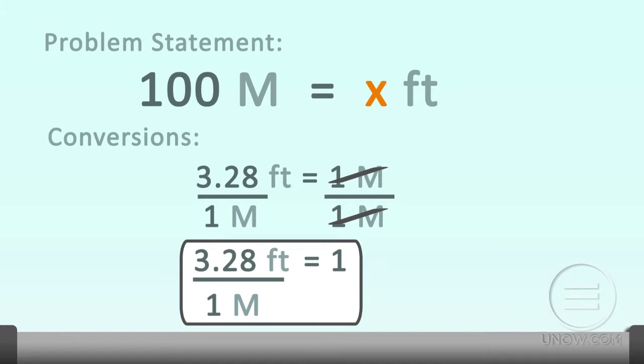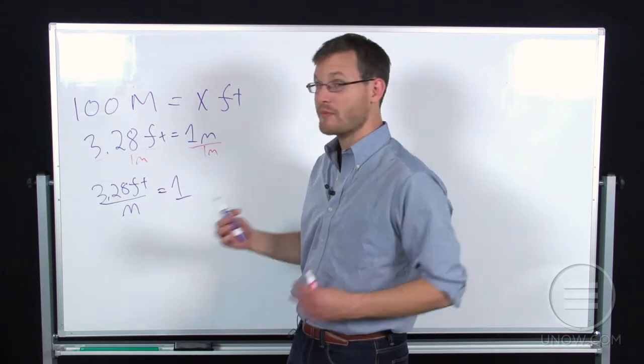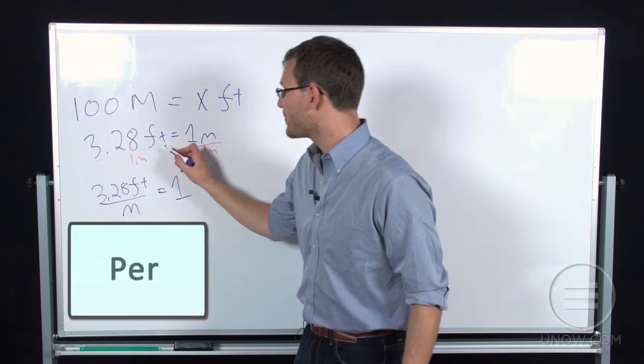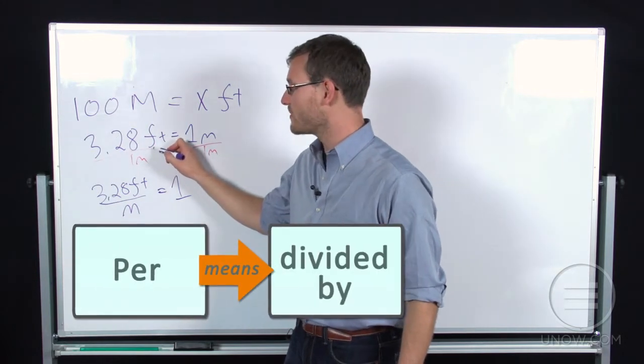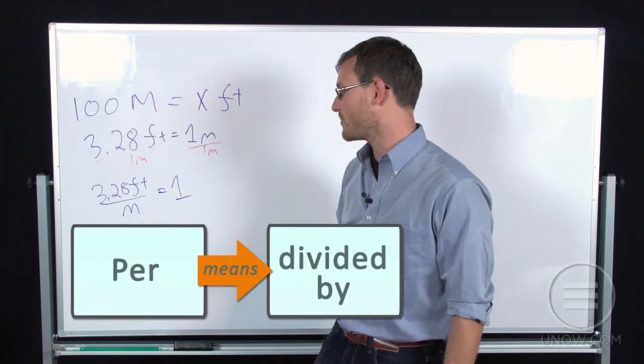Now you might have noticed I've been saying there's 3.28 feet per meter. Whenever anyone's talking about per, feet per meter, dollars per person, the per always means divided by. So it goes 3.28 feet per meter. And that's how we interpret that.